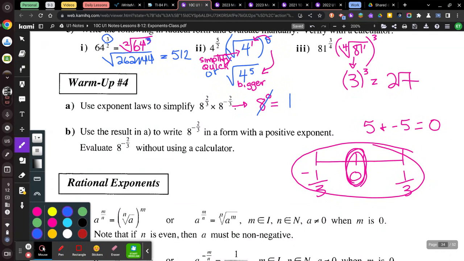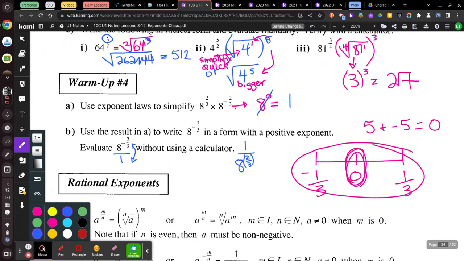Okay? Now we're going to write it as a positive exponent. So if I want a positive exponent, this is over 1. If it's over 1, how do I make an exponent positive? Flip. So I'm going to flip this guy, and that's going to give me 1 over 8 to the 2/3. Okay, 1 over 8 to the 2/3.